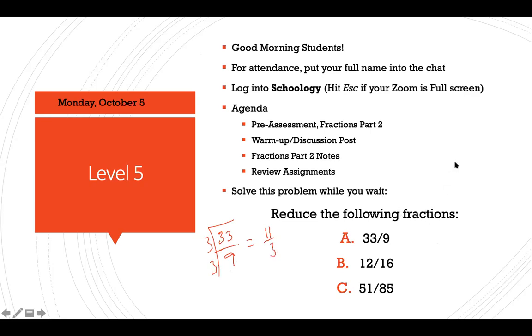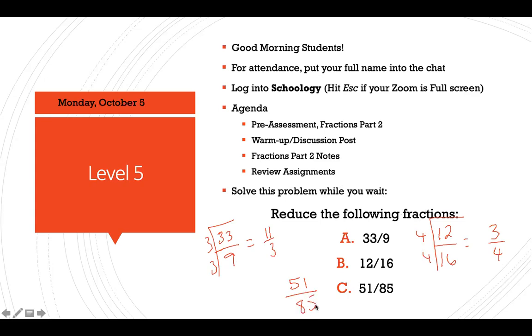What about 12 over 16? 3 over 4. Good. We should get 3/4 by dividing both by 4. And the last one, 51 over 85.